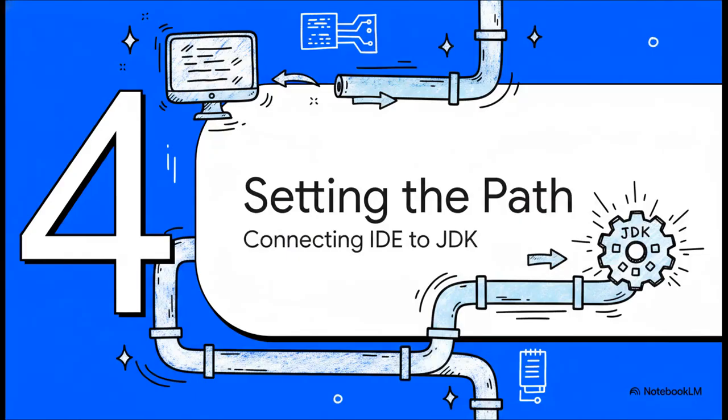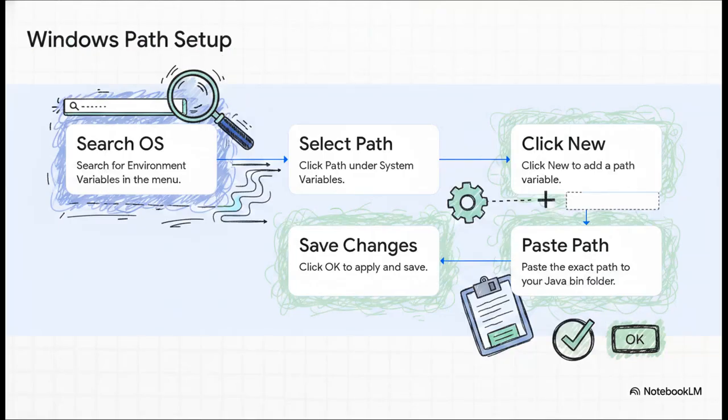All right, brace yourselves for step 4, setting the environment path. This is notorious for being the boss battle for beginners. Setting the path is essentially the plumbing connecting your IDE to your JDK engine. If you're on Windows, you have to tell your operating system exactly where you installed that JDK compiler. Just follow these exact steps to make sure your machine knows precisely where to look.